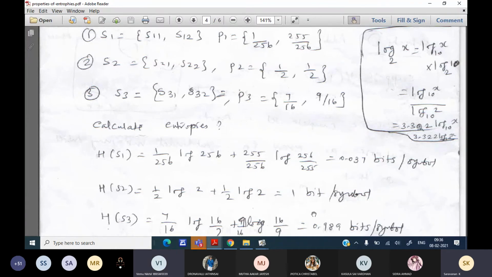Have you finished? Sir, the first one is 1.028. No, it is correct only. You have to multiply by 3.322. Have you multiplied? So you should take base 10, and then the final expression. Finally, you have to multiply the value by 3.322. So using this, you take log x base 10, right?